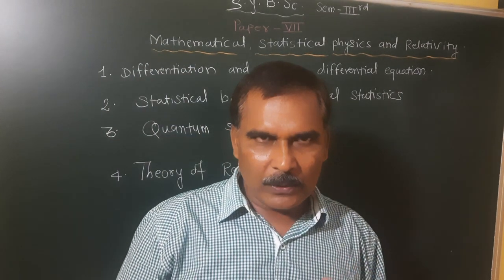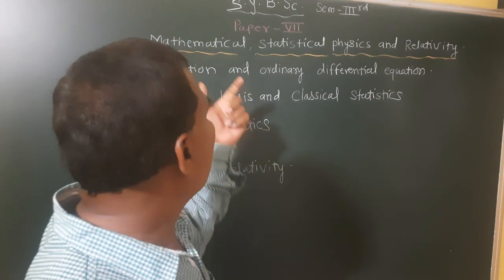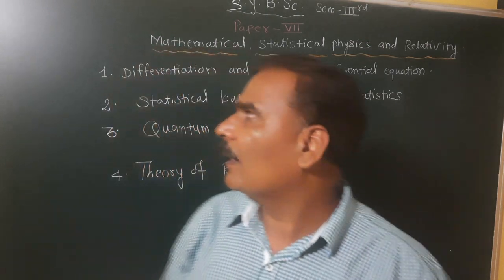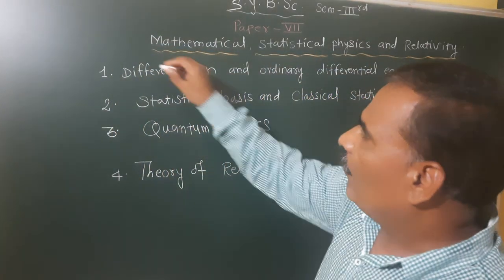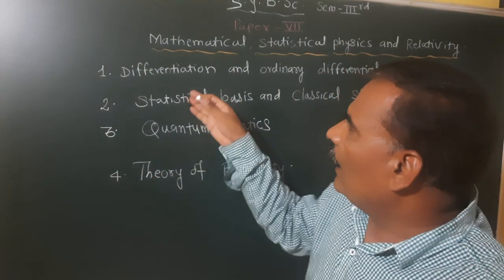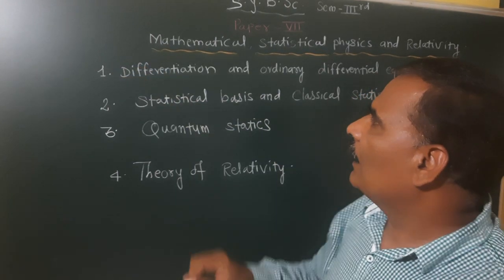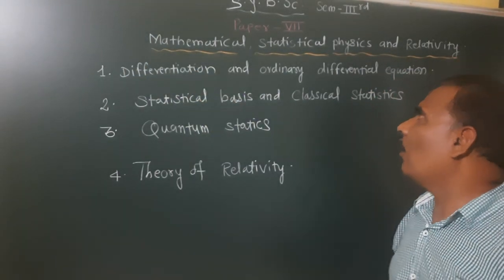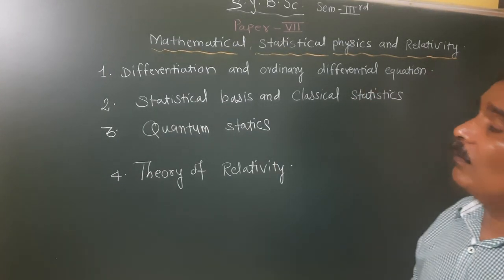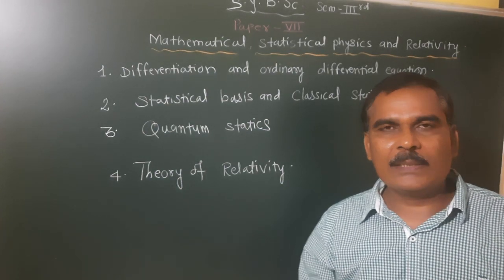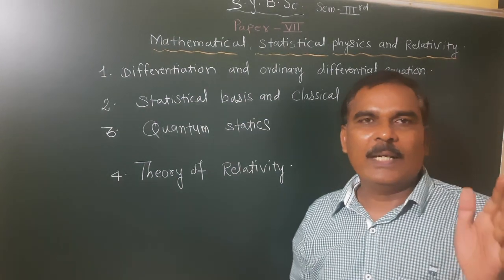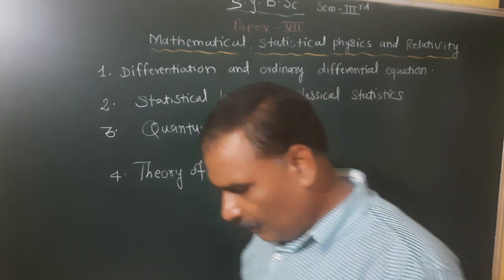But here we are going to introduce a very important chapter in statistical physics and mathematical physics. We have to study 4 chapters. These chapters are very important for studying physics. That's why here we introduce chapter number 1, differentiation and ordinary differential equations. This is a very important topic while studying physics at degree level and also PG level. That's why we have to introduce this topic in second year B.Sc. Physics.